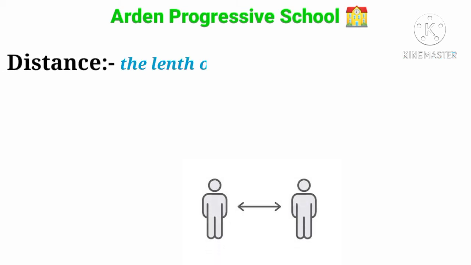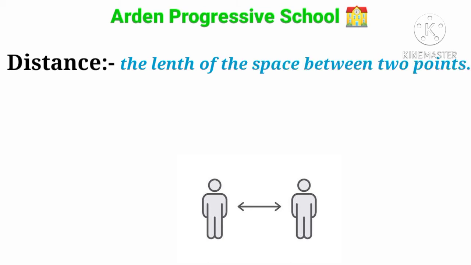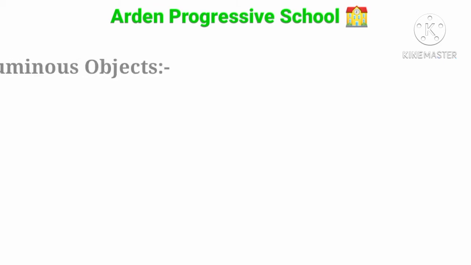Next is distance. It is the length of the space between 2 points. So here are the two men and they are standing apart. So there is a distance between them. So there is a length. Okay, so it is known as the distance between the two men.